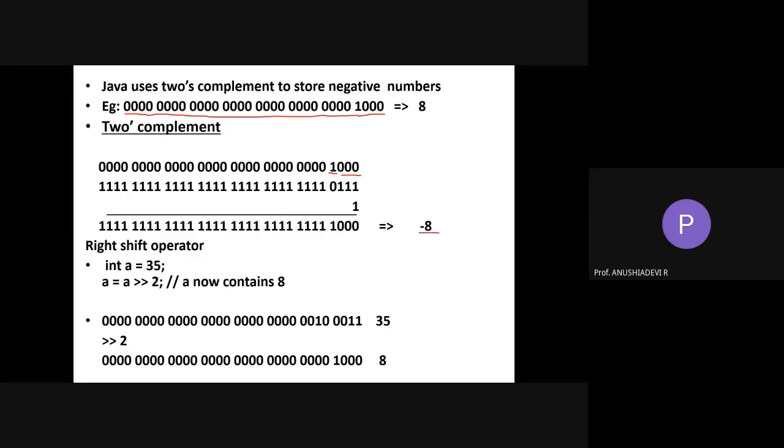Understood? In binary addition, 1 plus 1 means, since binary can have only 0 or 1, I will get 0 and carry 1. That carry will come to here. So again 1 plus 1 is 0 and carry 1, 1 plus 1 is 0 carry 1. Now 0 plus 1 is 1. Understood or not? Got it? That is how -8 is represented in Java. Got it or not? Yes, ma'am.